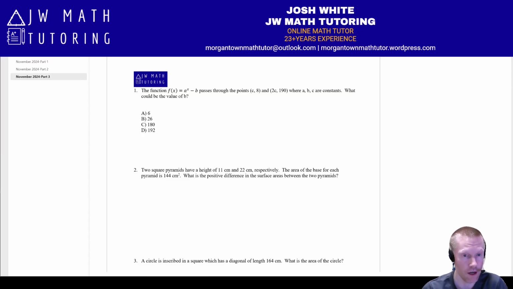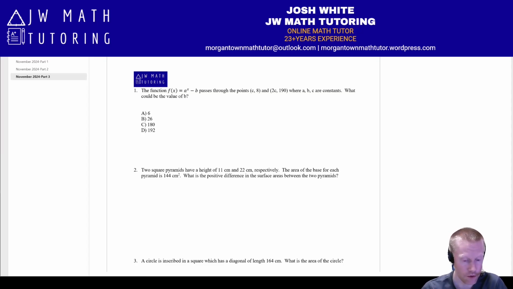Second, most of these problems are going to be done as free response questions. However, some of these most likely appeared as multiple choice questions on the test. So there may be other methods that you could use to solve some of these problems if they were multiple choice questions, like back solving, plugging in the answers, those kinds of things. So just keep that in mind.